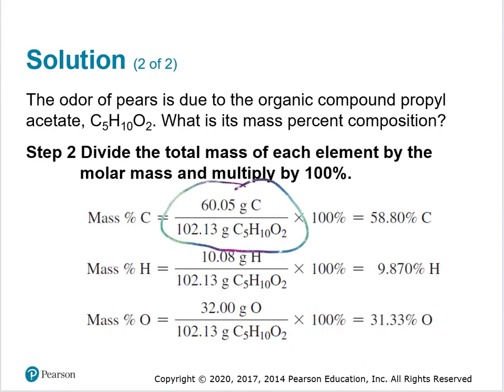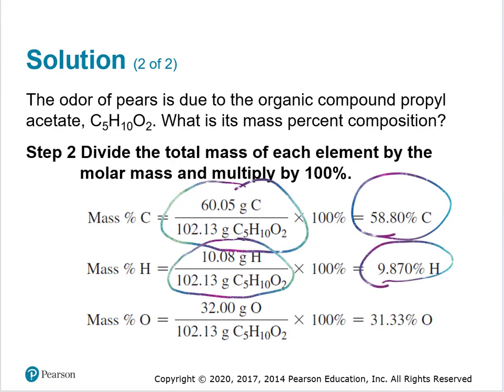60.05 grams of carbon divided by the whole times by 100. This compound is made up of 58.8% carbon. We'll do the same. 10 hydrogens mass is 10.08 grams of hydrogen divided by the whole times by 100. This compound is made up of 9.870% hydrogen. And lastly, for the oxygen, there was 2 oxygens. 2 oxygens is 32 grams divided by the whole, 31.33% oxygen. And then notice, if I were to add up all of these percentages, they should equal 100%.